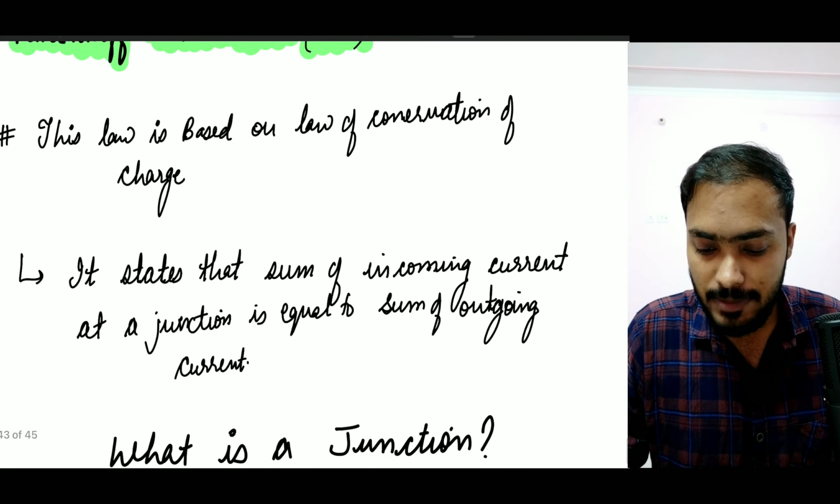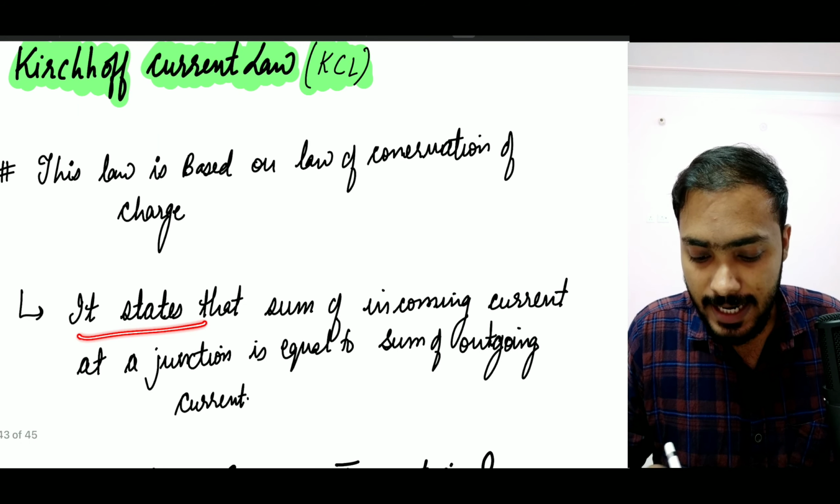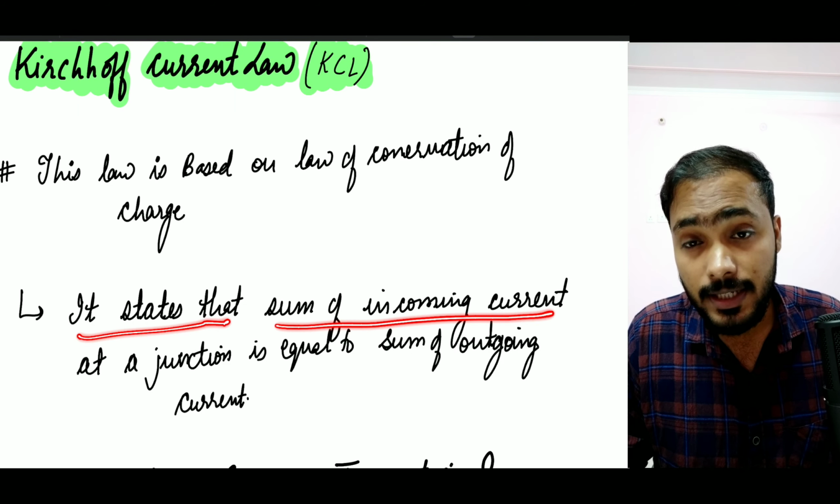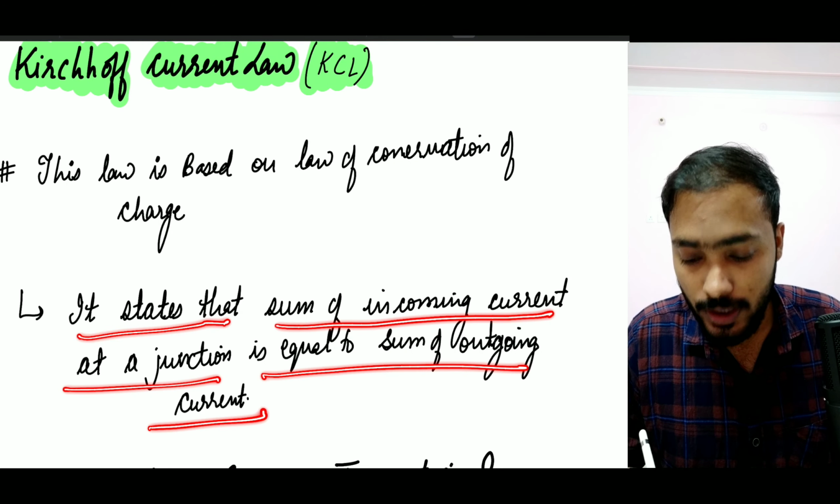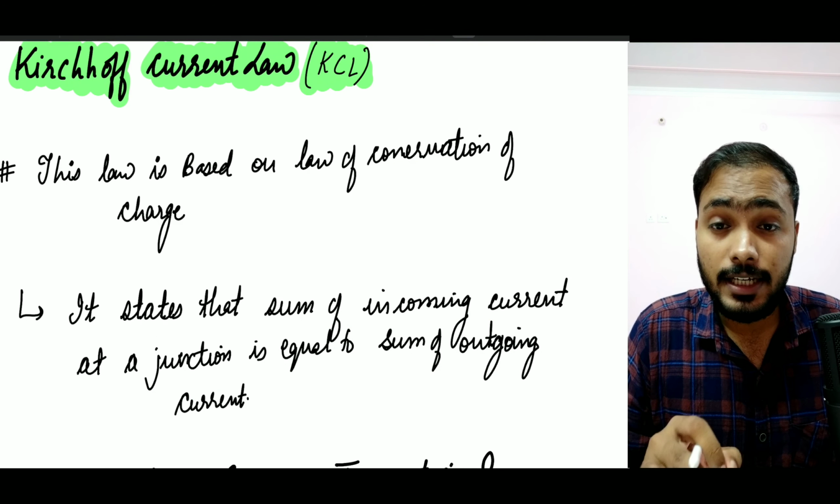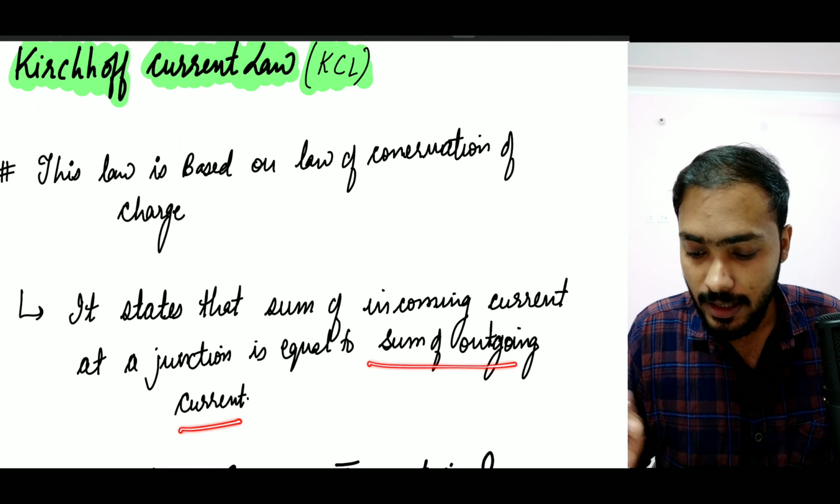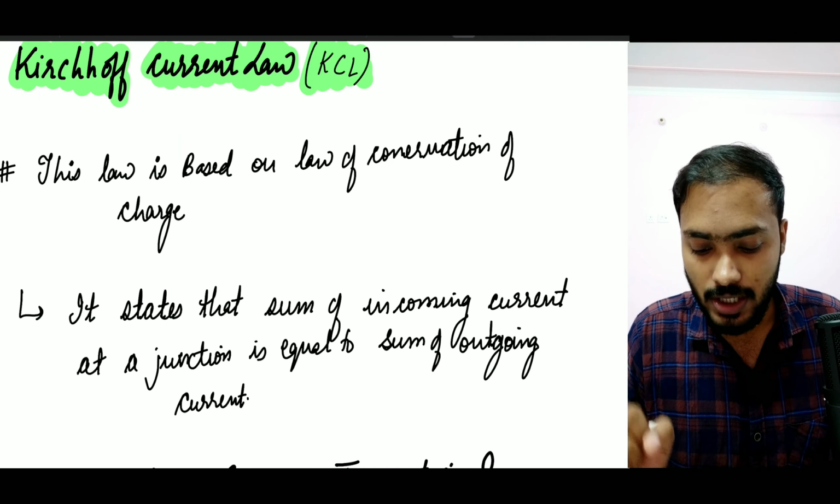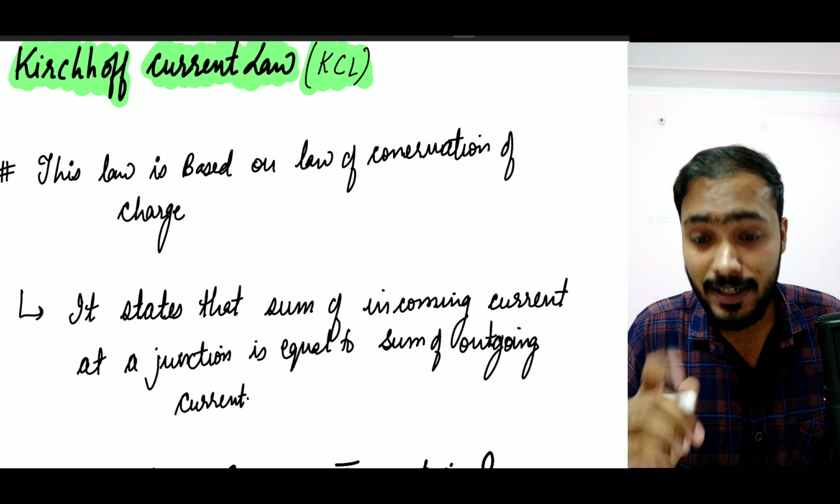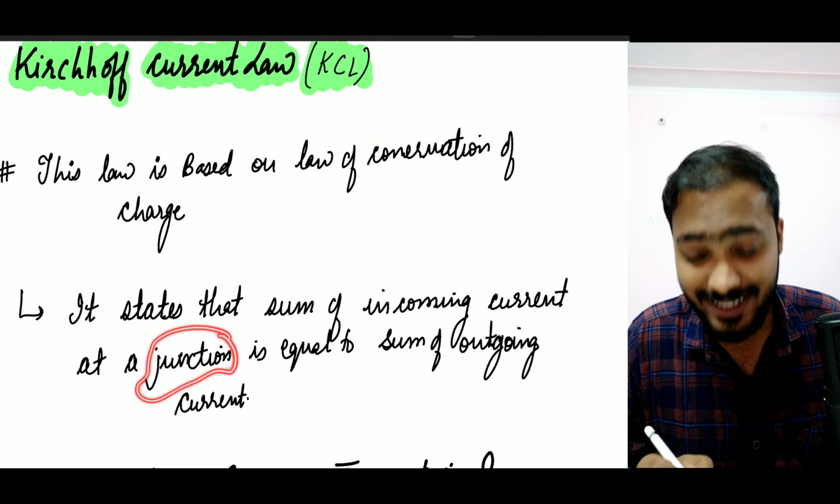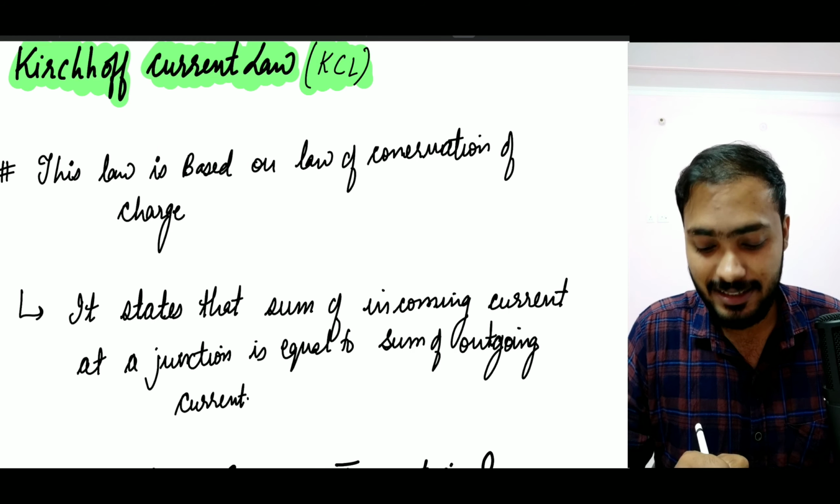Okay, so let me just read the statement here. It states that the sum of incoming current at a junction is equal to the sum of outgoing current through that junction, right? So the first thing we have to understand here is what this junction is. Then only we'll be able to understand the whole picture, right?